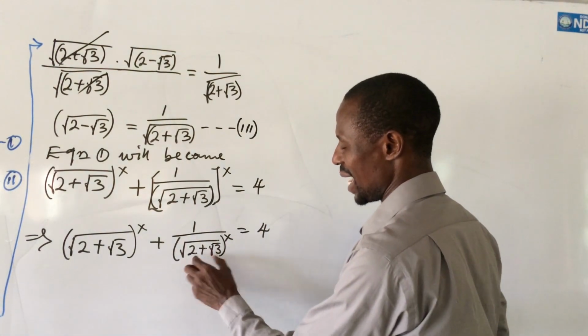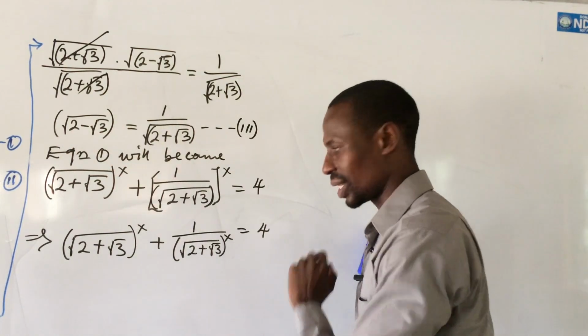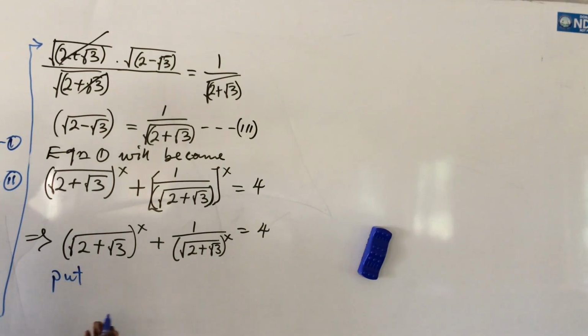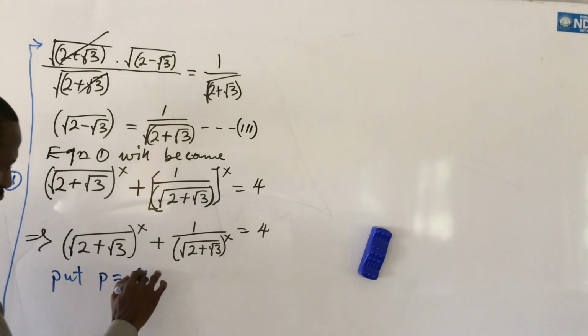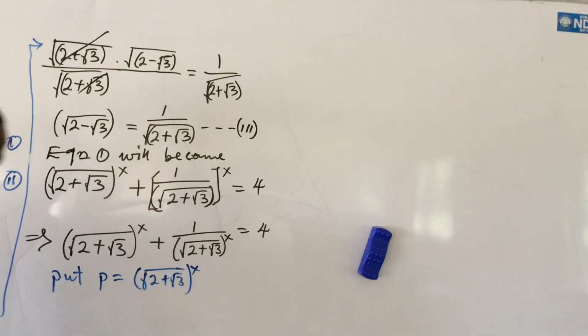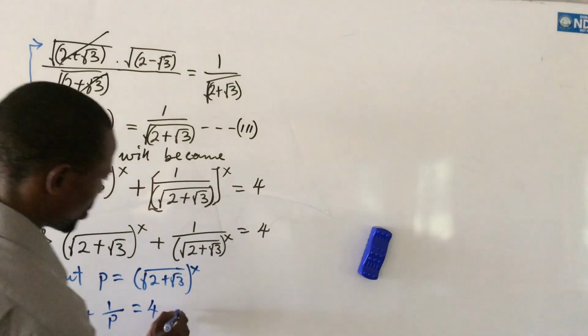So we have succeeded in eliminating √(2 − √3). From this point now, we can bring in another alphabet. Let's use p equal to (√(2 + √3))^x. With that, this equation will now become p + 1/p = 4. Okay, so let's proceed from here.